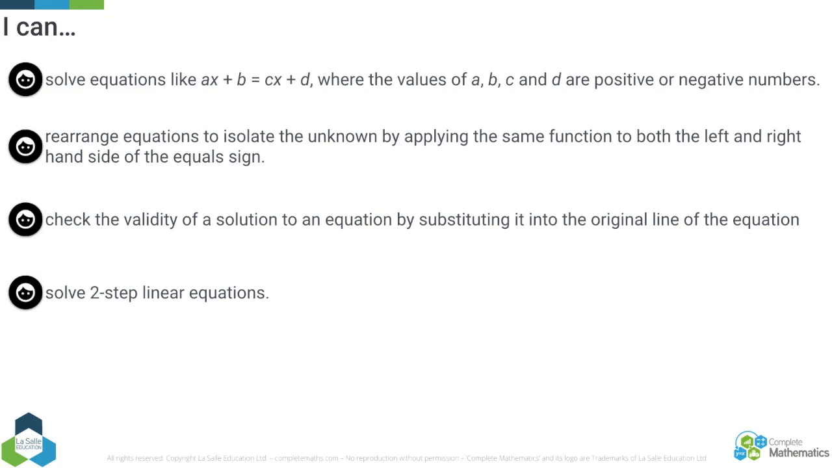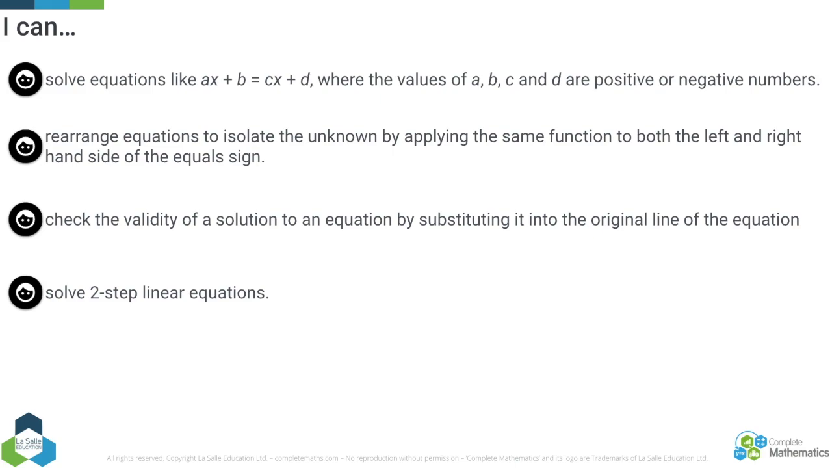We want to be able to isolate the unknown by applying the same function to both the left and right hand side of the equal sign. And we want to be able to check the validity of solutions by substituting our value back into the original line of the equation.